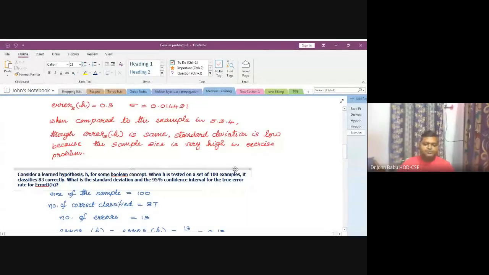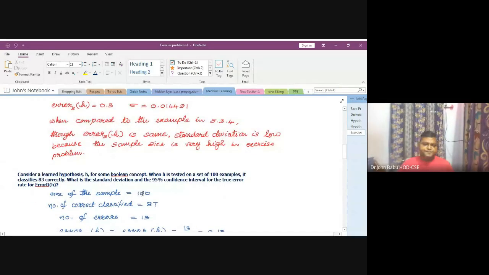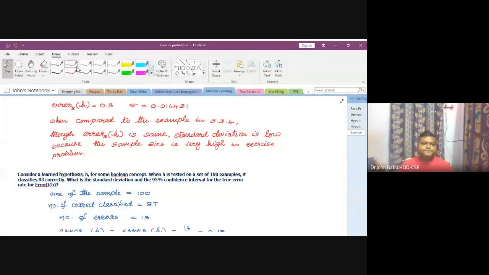100 examples. So sample size n is equal to 100. And number of errors done. What is number of errors done here? 83 classified correctly. 83 classified correctly means what are the errors?